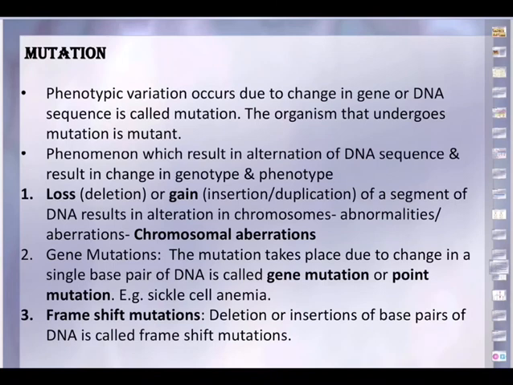And frame shift mutations are either deletion or insertion of base pairs of DNA. Either we remove the pairs, one purine and one pyrimidine, or insert one purine and pyrimidine, nitrogen base pairs. Then we call it frame shift mutations. So because of these mutations also, there can be alteration in the phenotype in the organisms.